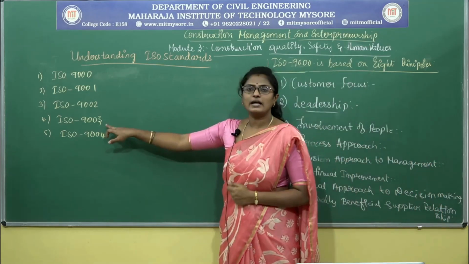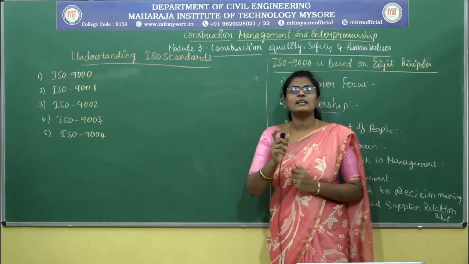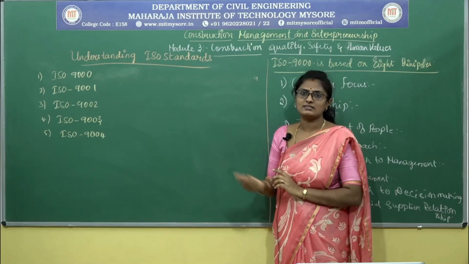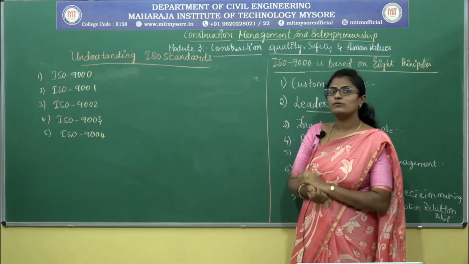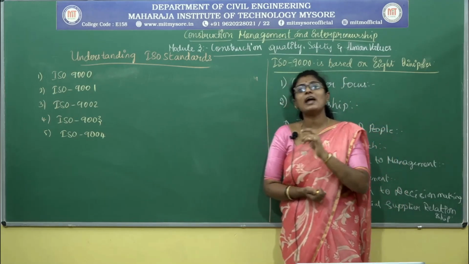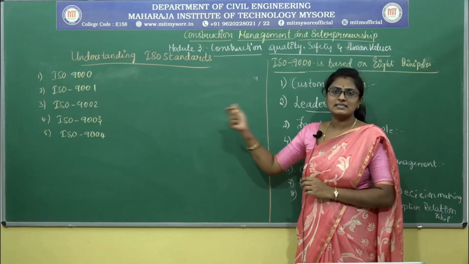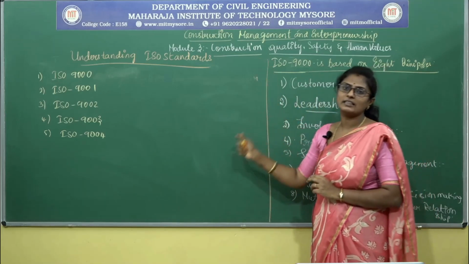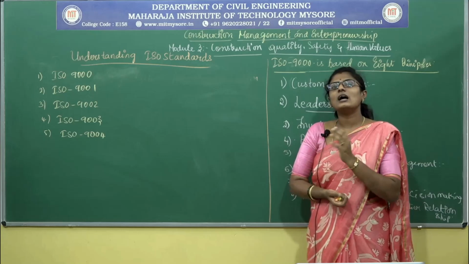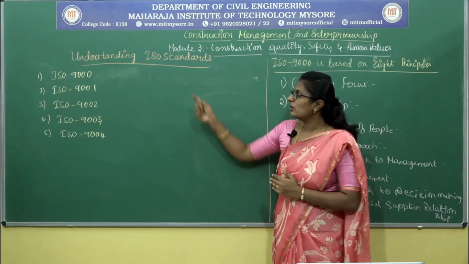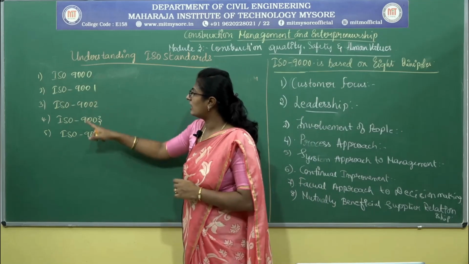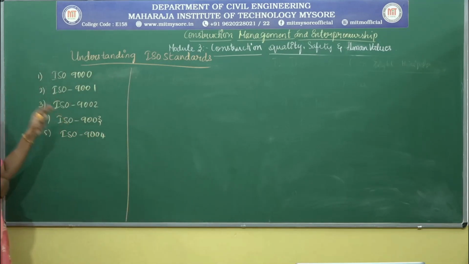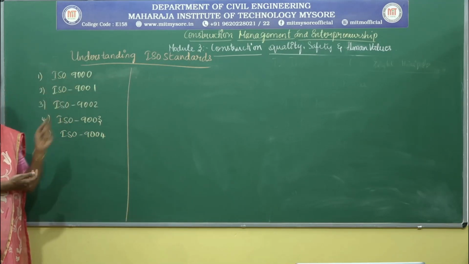In ISO 9003, quality assurance is for the final stage. That is, the final inspection and testing stage is guided by the standards. Next, ISO 9004. In this case, quality management and quality system elements are dealt with by the standards. This forms the last part of the ISO 9000 series. So this is about the ISO 9000 series, in which you have 5 different standards starting from ISO 9000 to ISO 9004. So out of these, which are the 2 quality standards for construction organization?